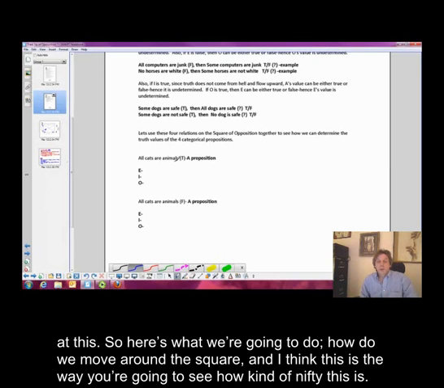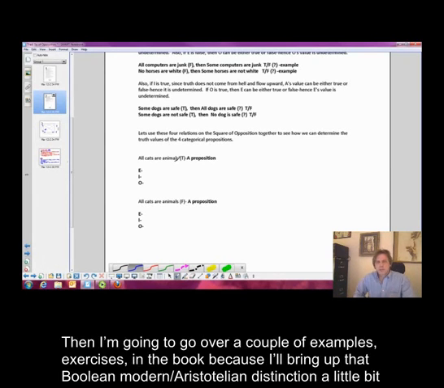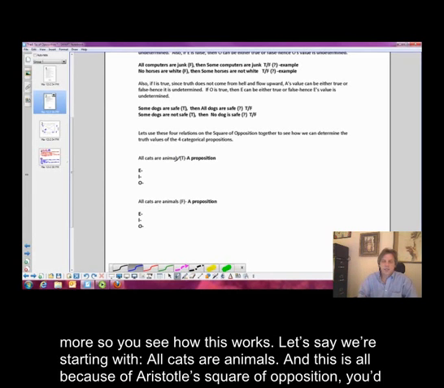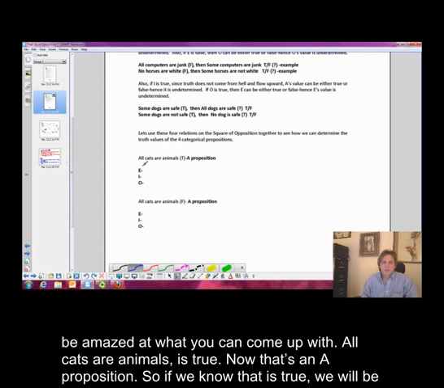So here's what we're going to do. How do we move around the square? And I think this is the way you're going to see how kind of nifty this is. Then I'm going to go over a couple of exercises in the book, because I'll bring up that Boolean modern / Aristotelian distinction a little bit more so you see how this works. Let's say we're starting with all cats are animals. And this is all because of Aristotle's square of opposition. You'd be amazed at what you can come up with.